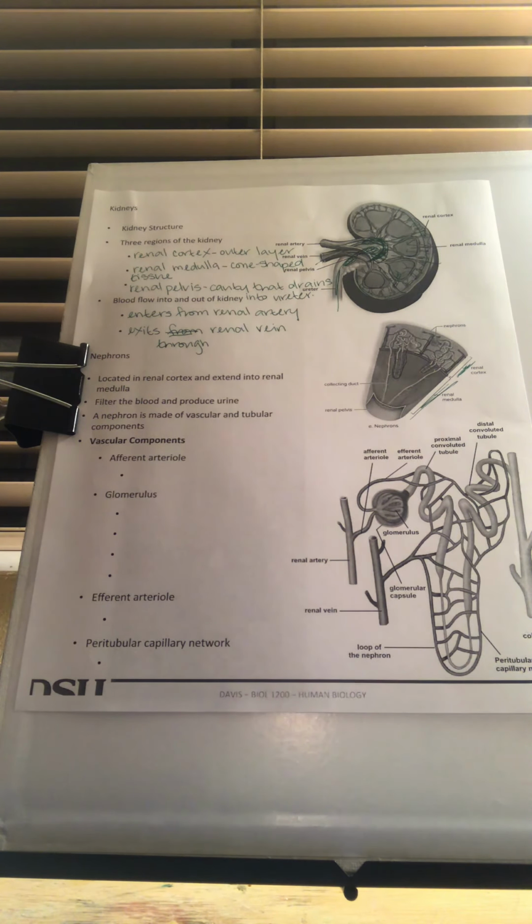Okay, so let's look at the vascular components. First, we start with the afferent arteriole. And this supplies blood from the renal artery to a bundle of vessels called the glomerulus.